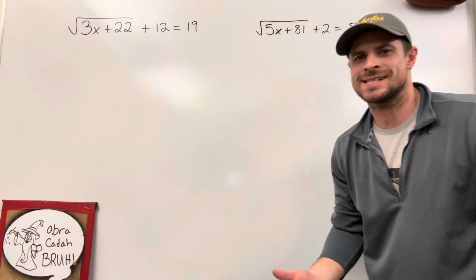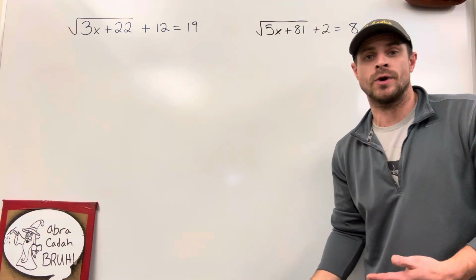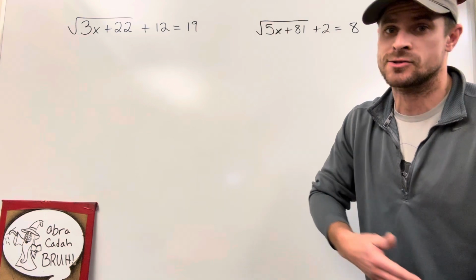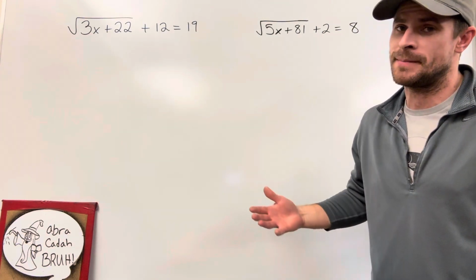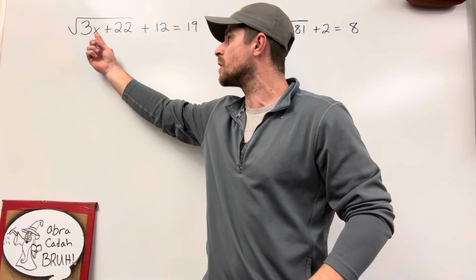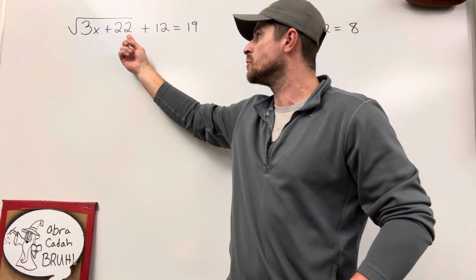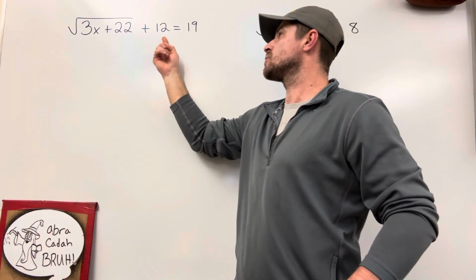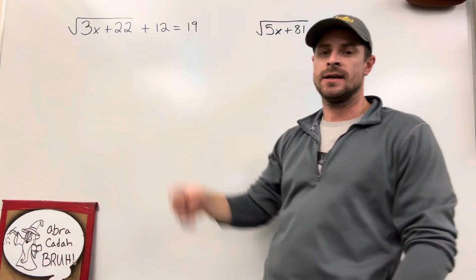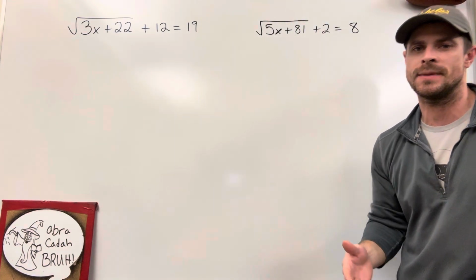One of the most important skills in algebra is learning how to solve equations. Whether the variable is x or y or m doesn't matter. We're just looking for what value would go right there that I can multiply by 3, add 22 to, take the square root of, add 12, and I'll be left with 19. So we're looking for that one and only value that makes this true.